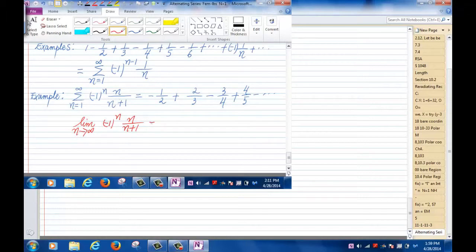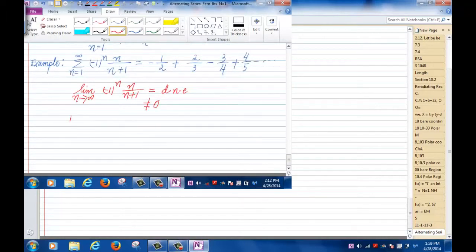So what is this limit here? Without the negative 1 to the n, what's the limit? 1. What's the limit with the negative 1 to the n? It doesn't exist. Why? Without the negative 1, the limit is 1, meaning n over n plus 1 is getting closer and closer to 1. But because you have negative 1 to the n, it's alternating, so values are getting closer and closer to 1 and negative 1. It's not converging to a number, so this limit doesn't even exist, let alone equal 0. That's what we care about: that this is not 0.